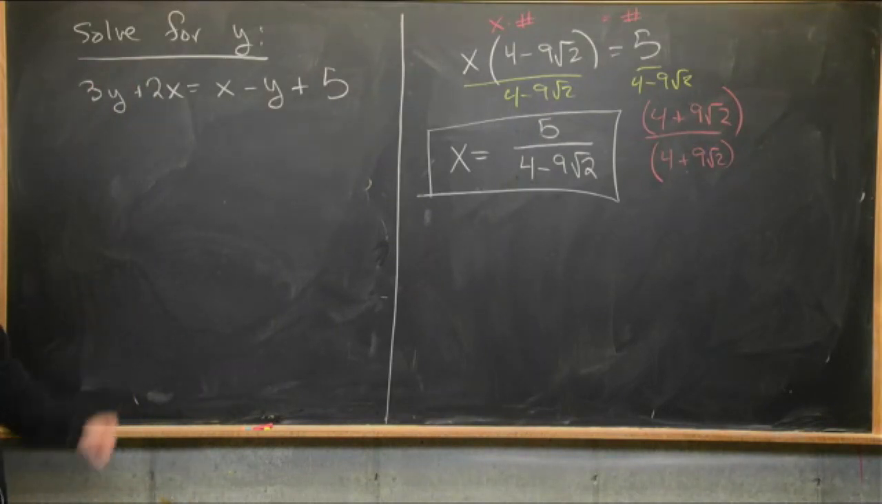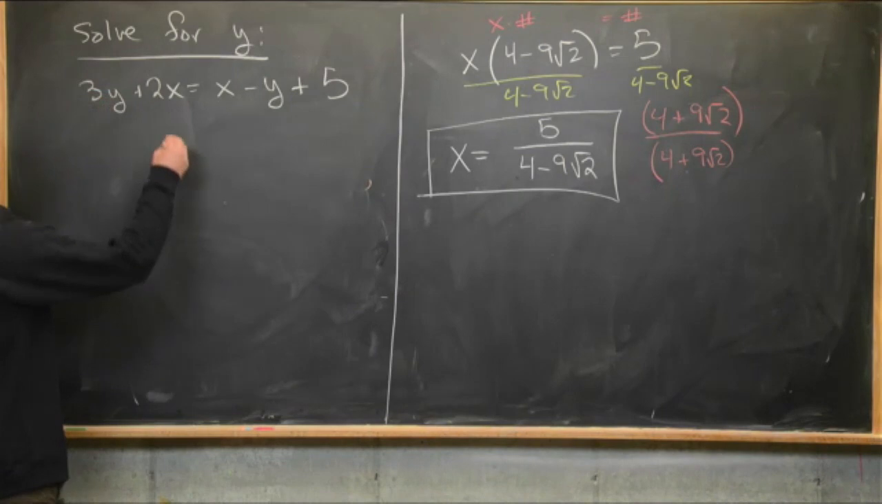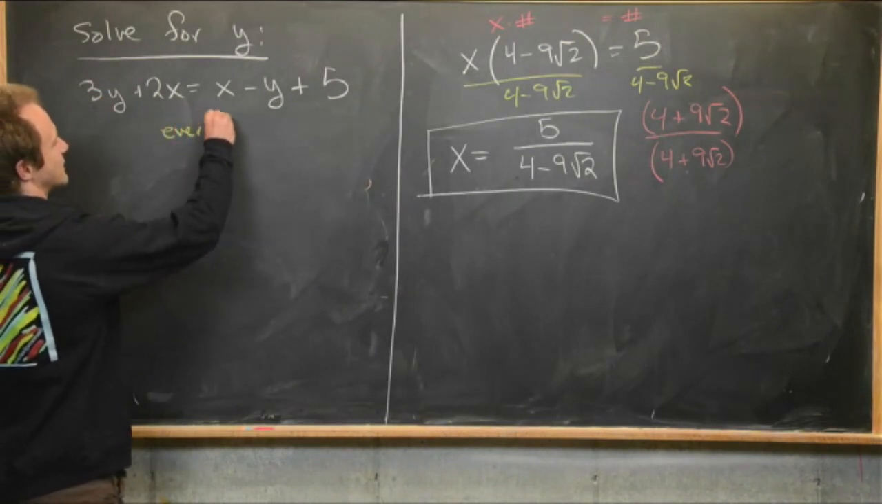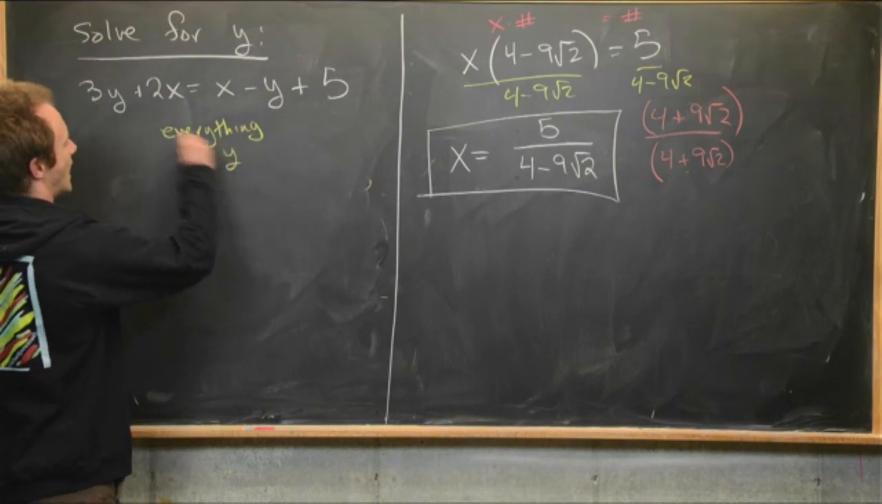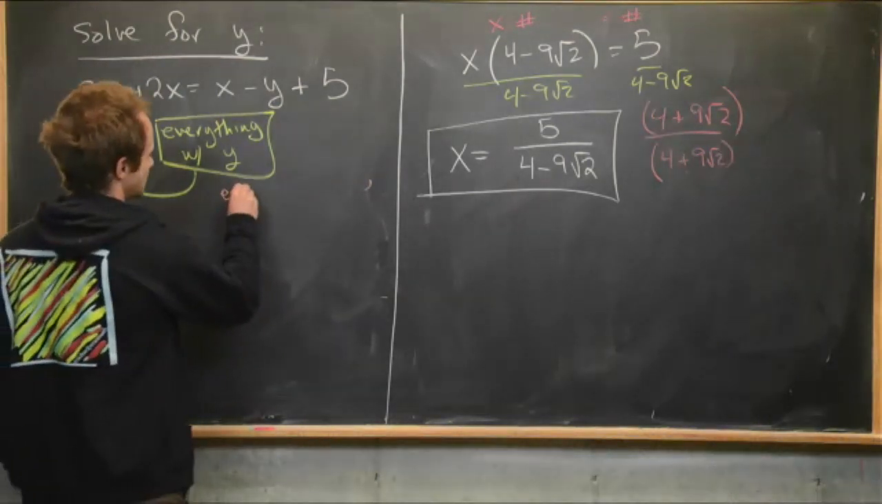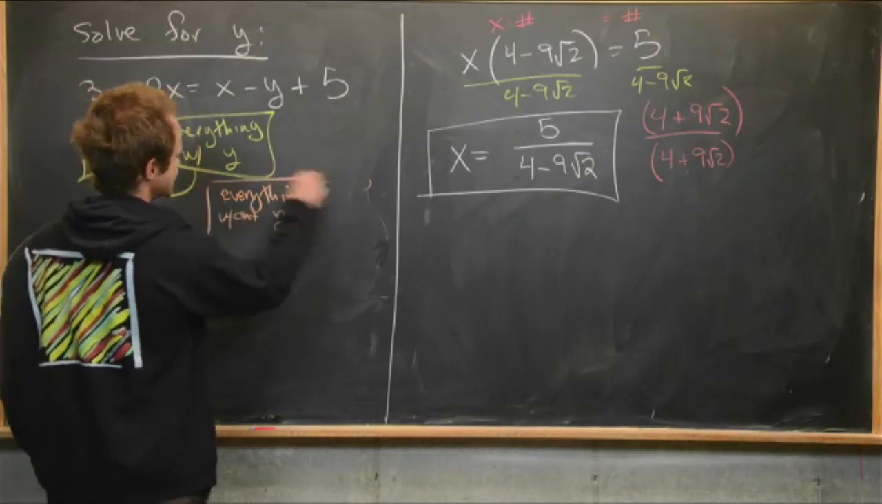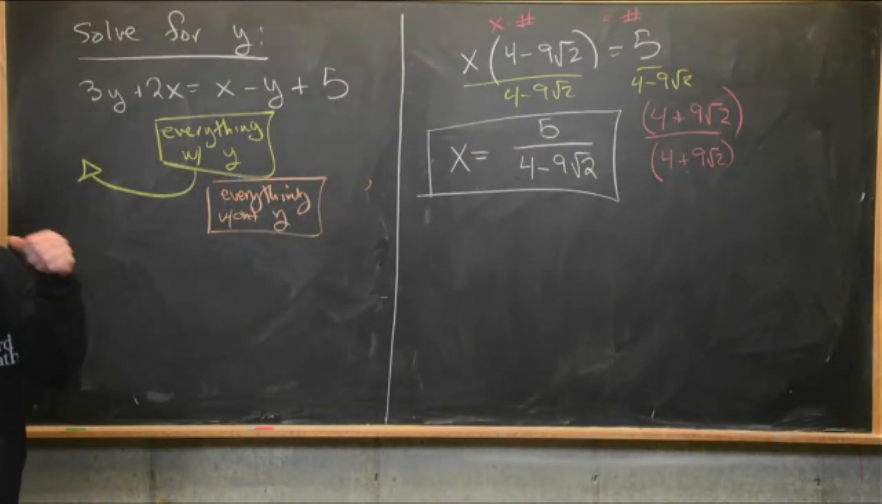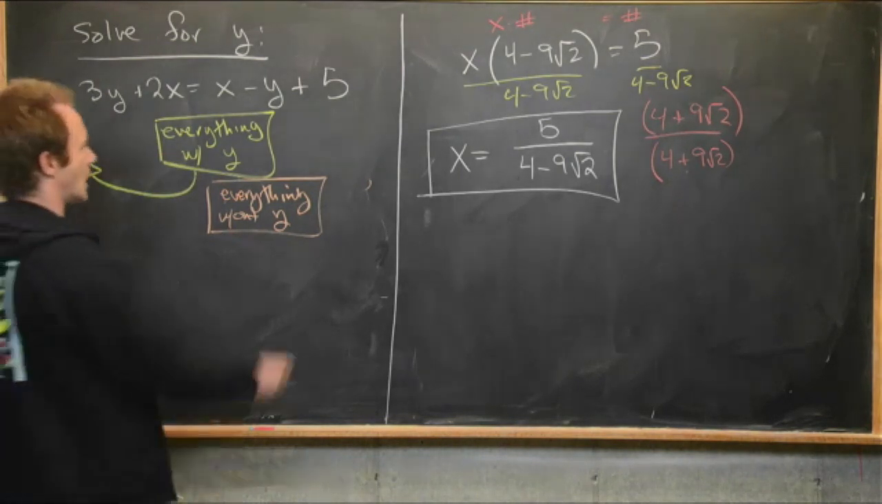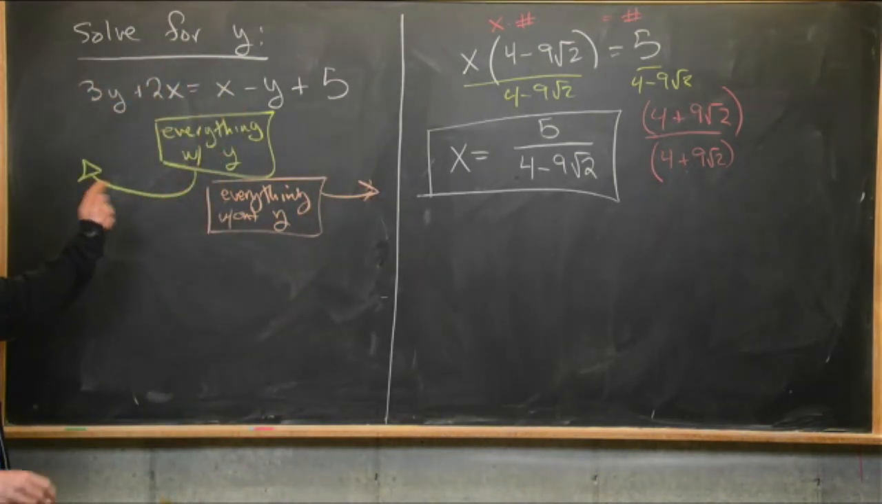That means we want to move everything with y to one side of the equation. So maybe we'll blueprint out what we're going to do. Everything with a y will move to the left side of the equation, and then everything without a y. And here's the important difference when we've got more than one variable: it's not just going to be moving all the numbers to the other side of the equation. It's going to be everything without a y that we move to the other side. There's nothing special about this going to the left and this going to the right. They just have to go to opposite sides of the equation.